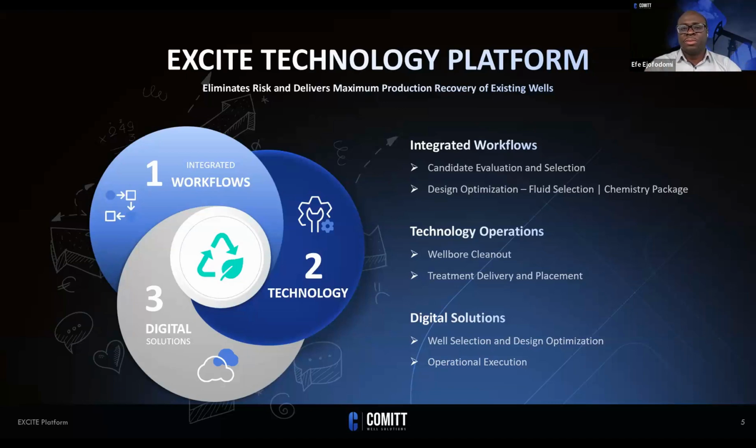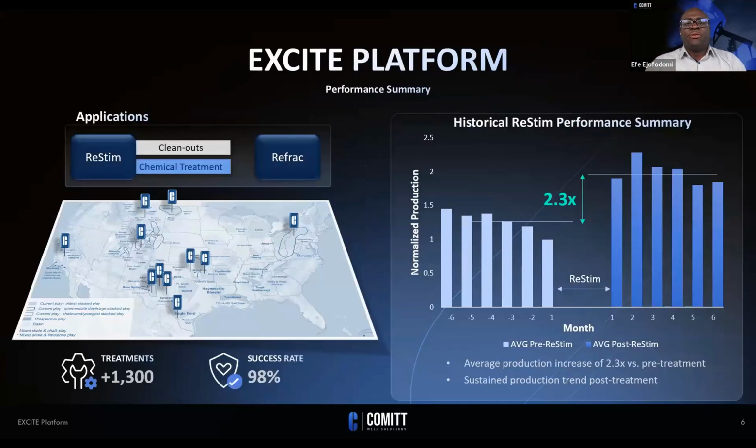Now, both of these elements are underpinned by various digital solutions that we've put together, which facilitate everything from the engineering perspective to the operational efficiency of the actual execution. So in a nutshell, the Excite technology platform, as I mentioned, has been built to drive and boost recovery from your existing assets. Before I hand it over to Ivan, this is the last slide, and I'd just like to highlight some key statistics or metrics.